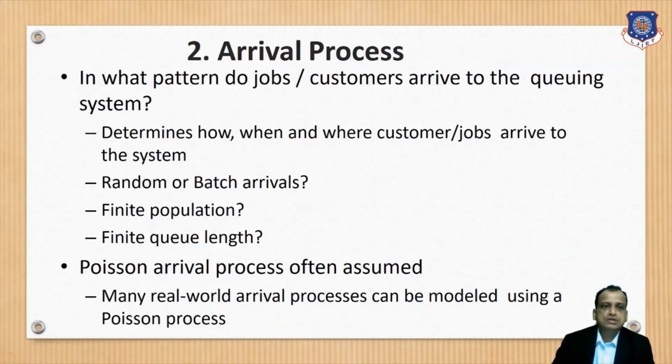Next is arrival process. Arrival process means what patterns these jobs or customers are arriving into the system. Let's say, for example, are they random or do they come in a batch? Is the process finite, or is the length of the queue finite? Clear? Now here we have assumed already that it is following the Poisson distribution, right? Many real-world arrival processes can be modeled using Poisson processes. Poisson distribution says that many real-world applications follow it. This is one of them, arrival process. So we will use this Poisson distribution.